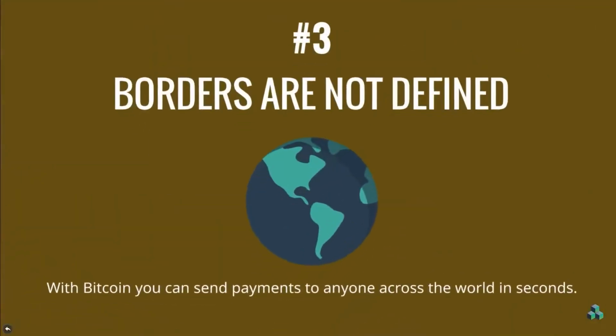And finally, borders are not defined. So say you want to transfer money from America to Australia. It's not a problem with Bitcoin. Bitcoin can just send your money from one wallet to another in a matter of seconds or minutes, and you don't need to go to a transferring intermediary to do that. So that's one good thing about Bitcoin. Borders are not defined at all.